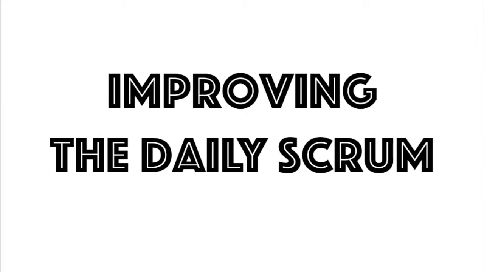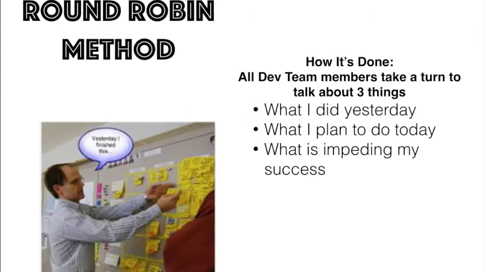We've been working with teams around the organization and have found that one of the things they're interested in is how to improve their daily Scrum. So in today's video, we're going to go through two different methods and a couple of techniques that you might try with your teams for the daily Scrum.